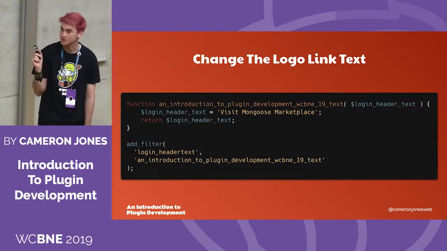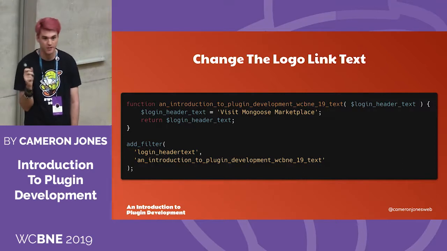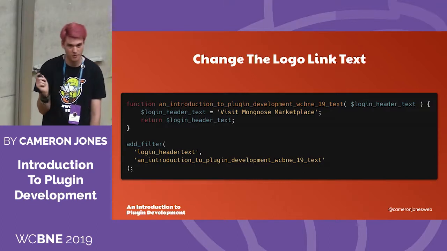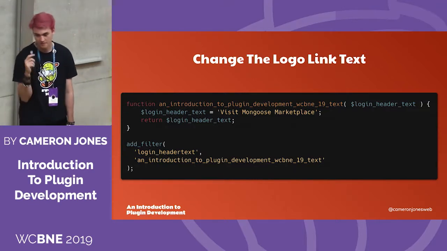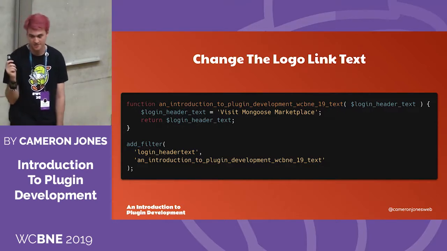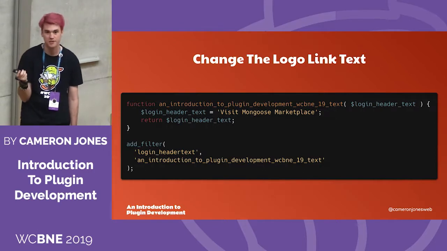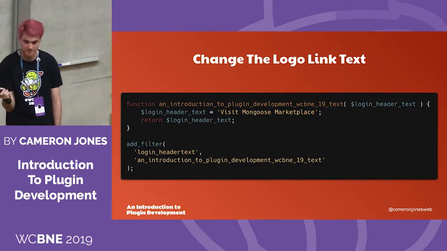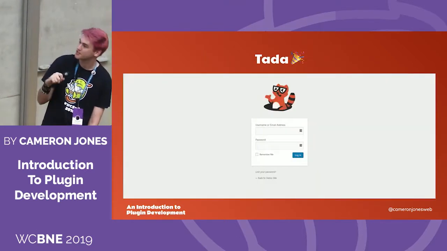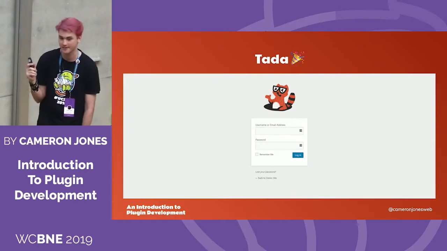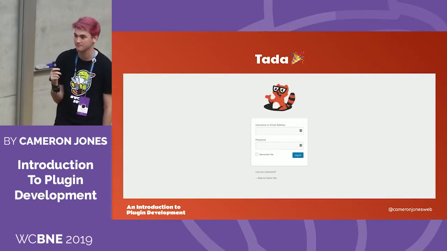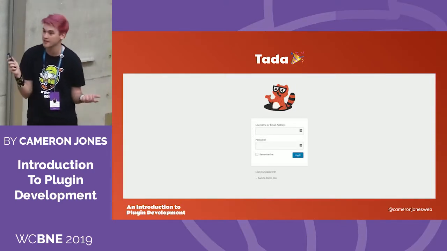WordPress also has some link text with that logo. You probably can't see it, but screen readers will see it. By default, I think it says "Powered by WordPress" or something like that. So now we're adding in some more relevant text saying "Visit Mongoose Marketplace." Exactly the same as when we change the URL, you set the text to be something different, return it, and use a filter. And that's what it should look like once you've added that code. As you can see, it's pretty simple. You only need a few lines of code to get a working plugin up.